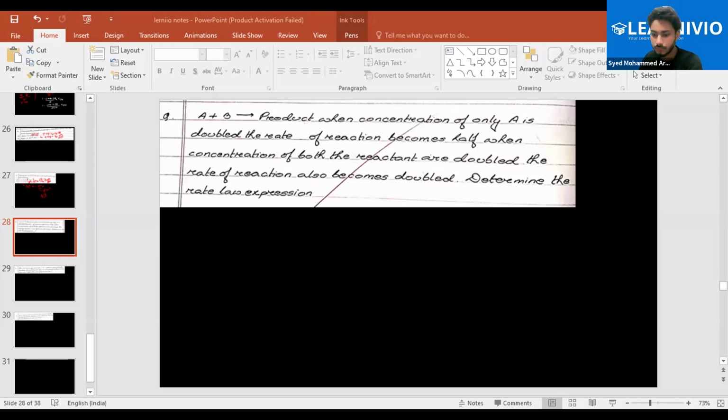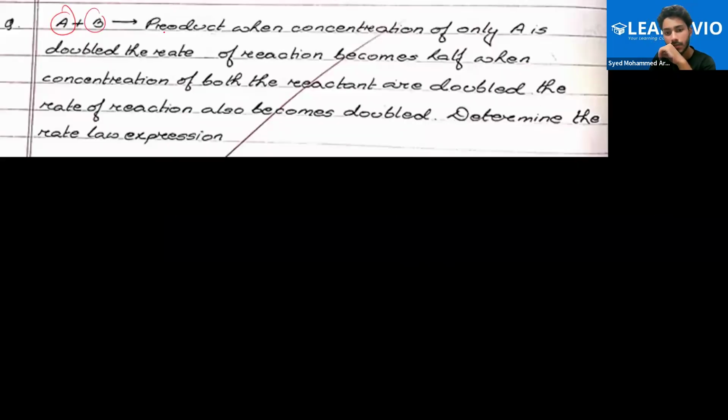Is it 1/2 k into 2a? Let's see. So it is given that A plus B gives you product. When the concentration of only A is doubled, then the rate of reaction becomes half.